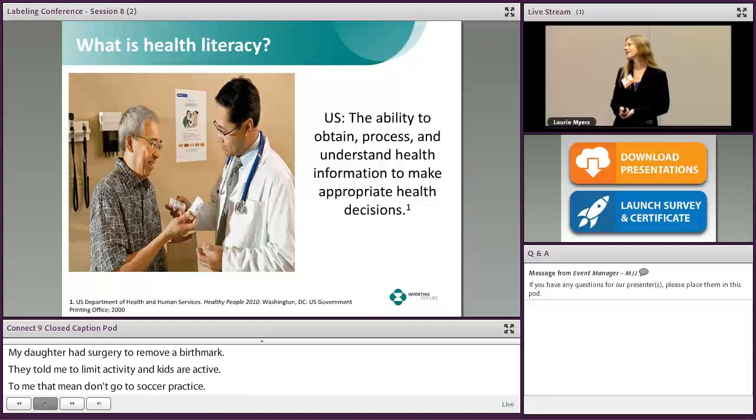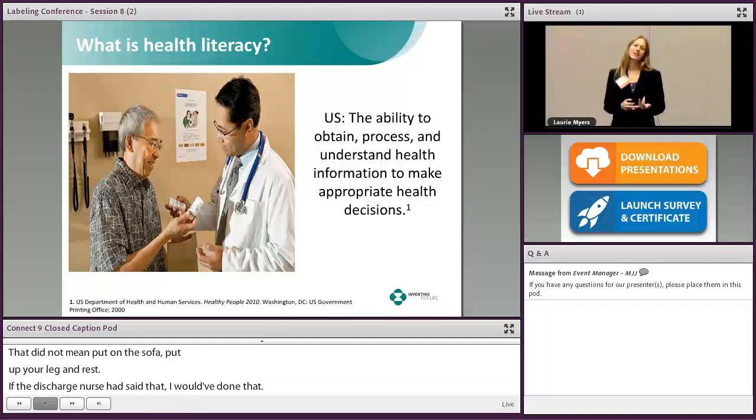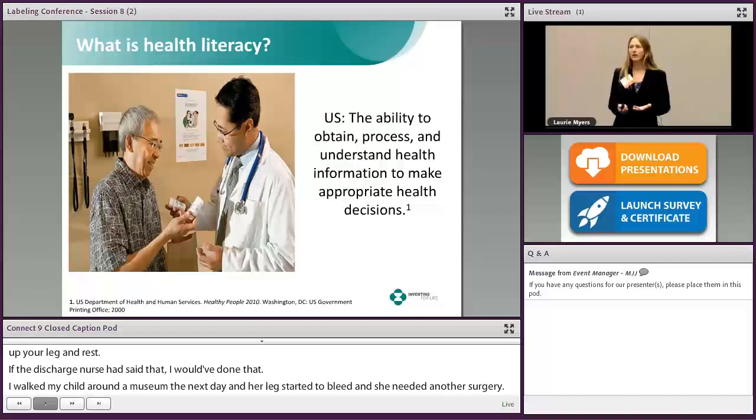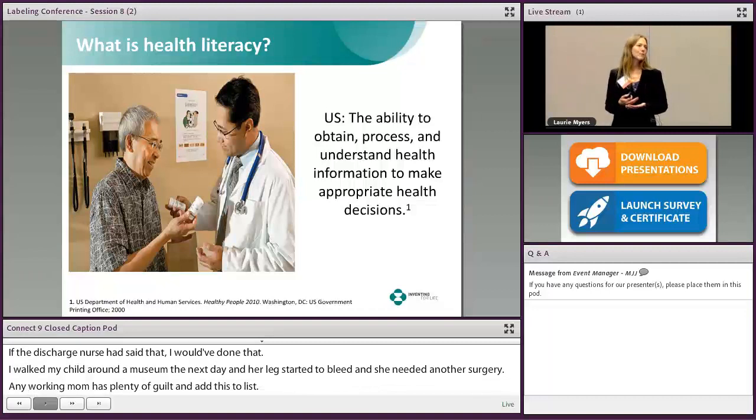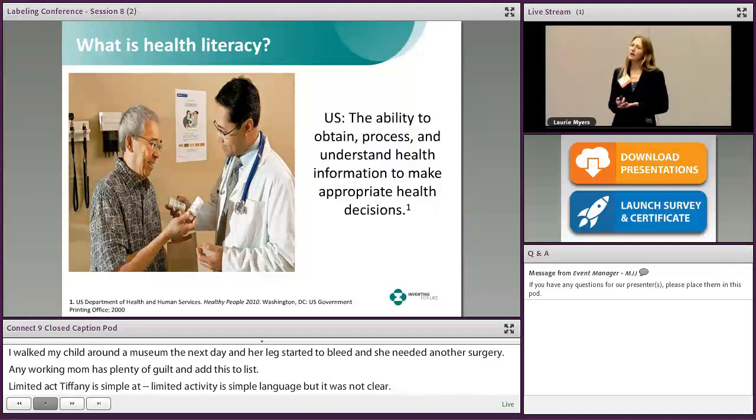If the discharge nurse had said that, I would have done that. My poor kid, I walked her around a small children's museum the next day, and her leg started to bleed, and she needed another surgery. Any working mom has plenty of guilt. Add this to the list. And again, limit activity, simple language, but the communication was not clear. And so things can be quite subjective, so the more we can make it clear.